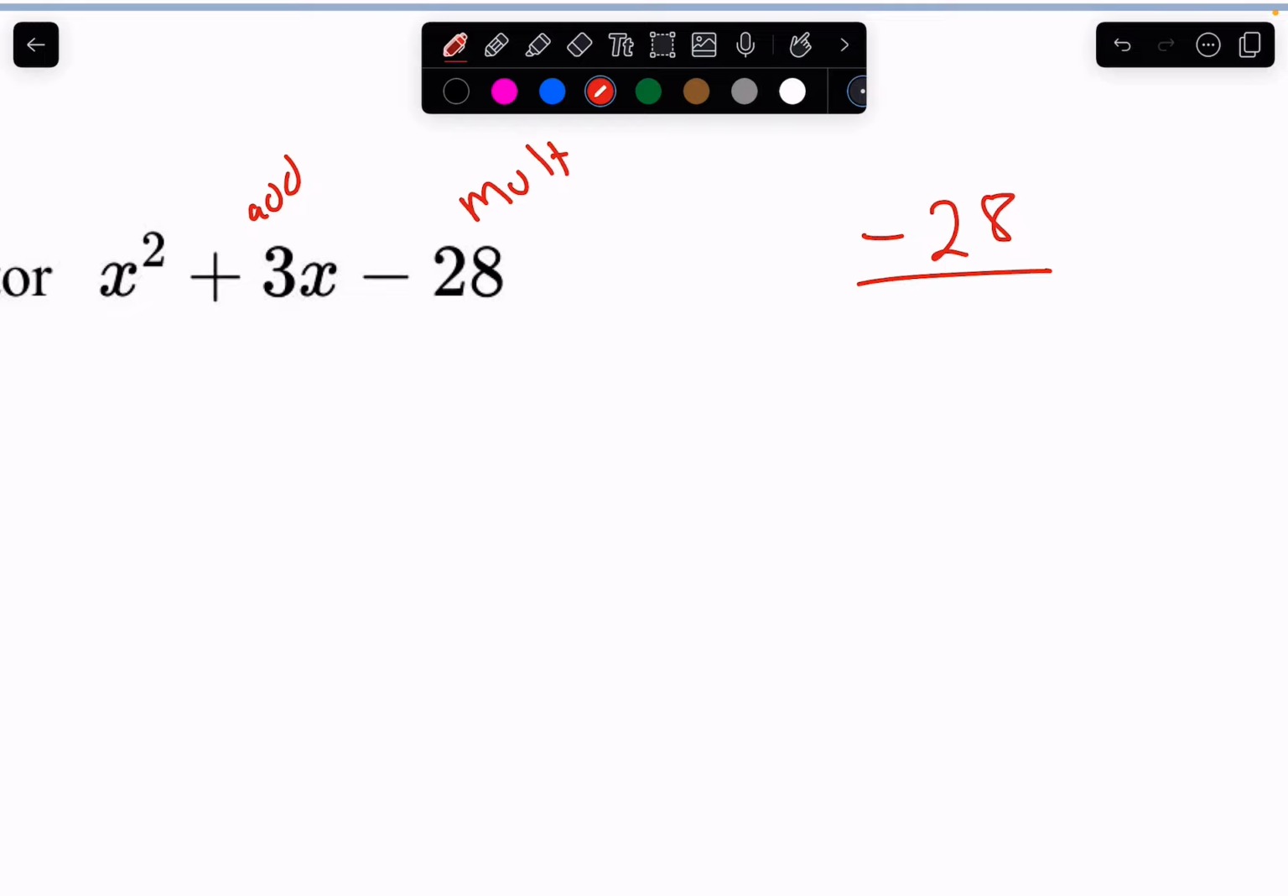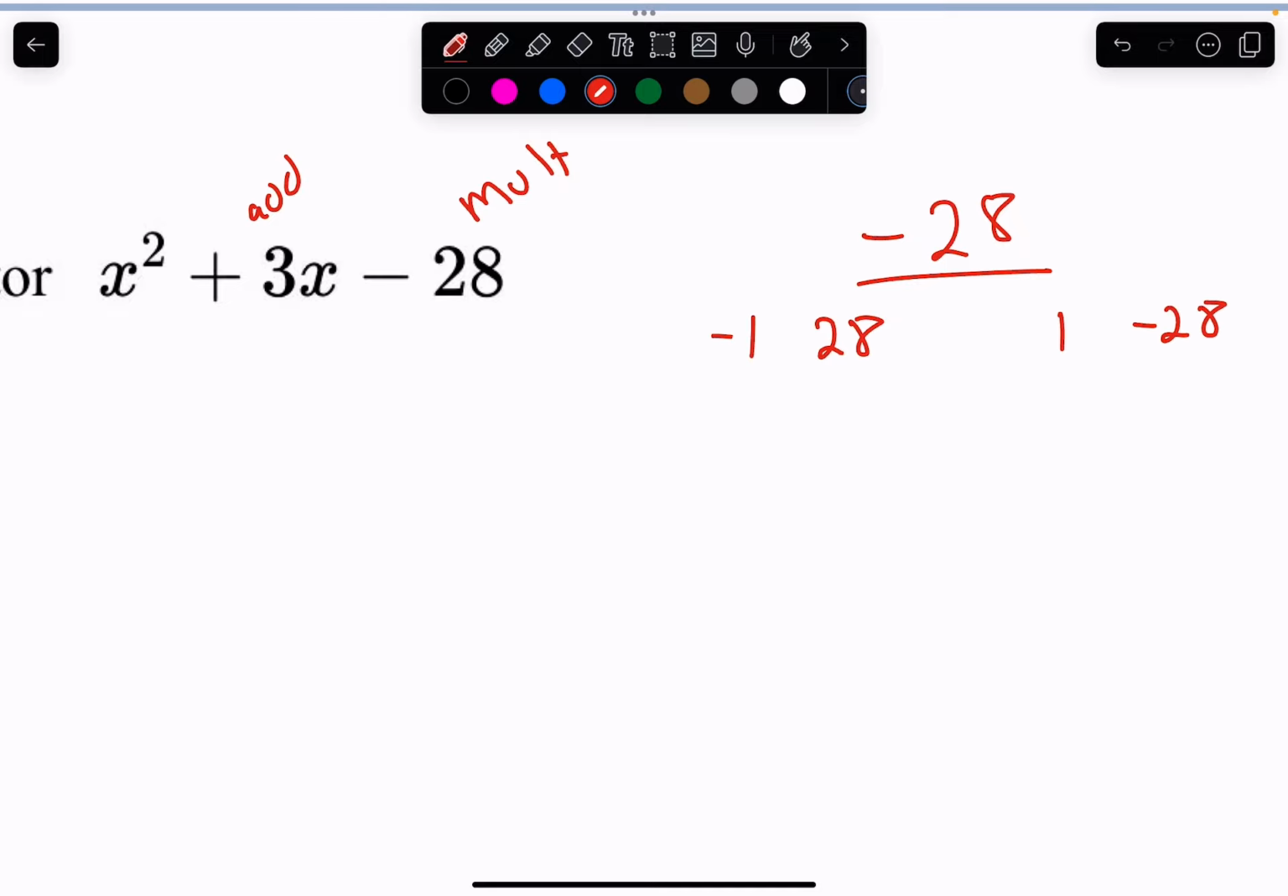All right. So for negative 28, we can do 1 and 28. Now, the thing is, we need to multiply to a negative and add to a positive. So we know we're going to have a positive and a negative number here, right? So we can do negative 1 and positive 28, or we can do positive 1 and negative 28.